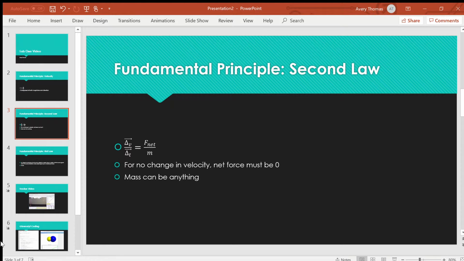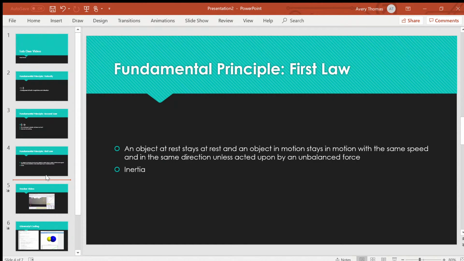This ties to the last fundamental principle, which is Newton's first law. This law further explains the object will only stay at a constant velocity or in motion so long as no force is affecting it, and this is known as inertia.